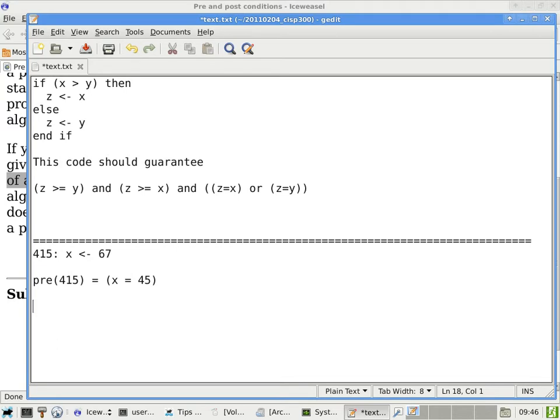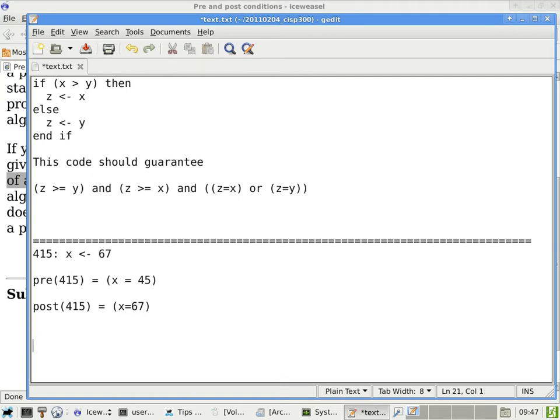Okay. Now, what is the post condition of the same line? The post condition of line 415 is just x equals 67. x equals 67. Very good. Okay. Is that making any sense? The precondition is x equals 45, but after the statement executes, then x equals 67. Is that okay? Okay. That's a very simple case.